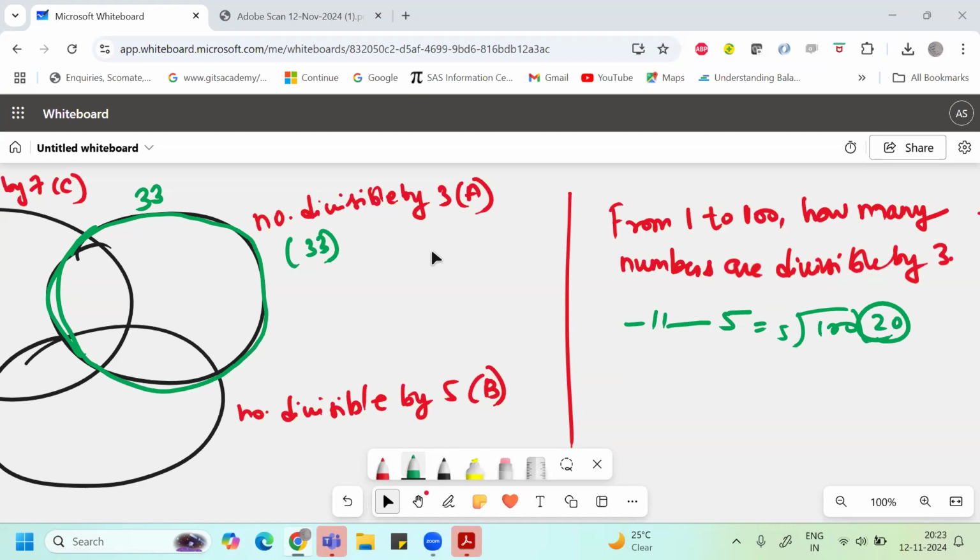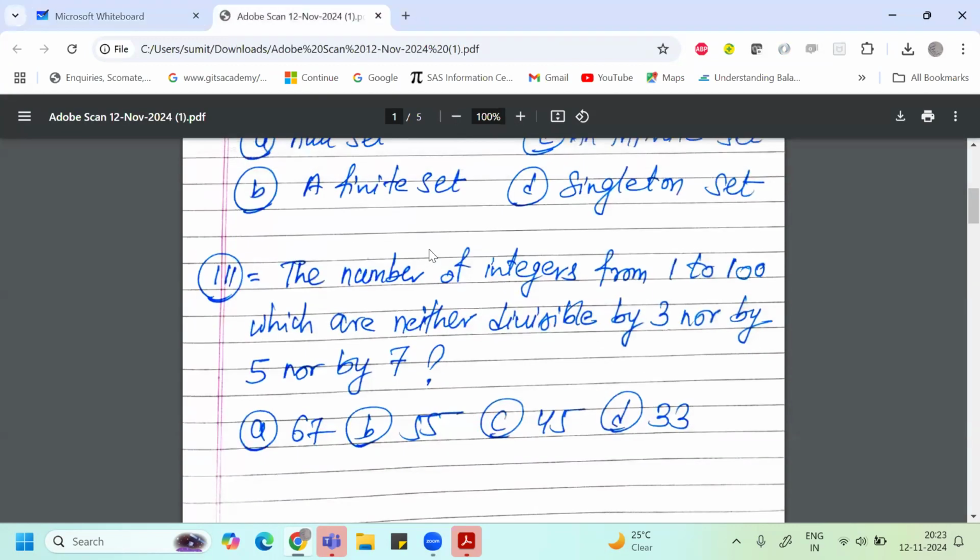Because sometimes they might ask for the number of integers between 1 and 100. Can you understand the English part here? Not from 1 to 100, they might ask between 1 and 100. If the question would be between 1 and 100, then the total numbers divisible by 5 would be 19, not 20. Why? Because between 1 and 100 means it will start from 2, 3, 4, 5, 6, 7, like that till 99.